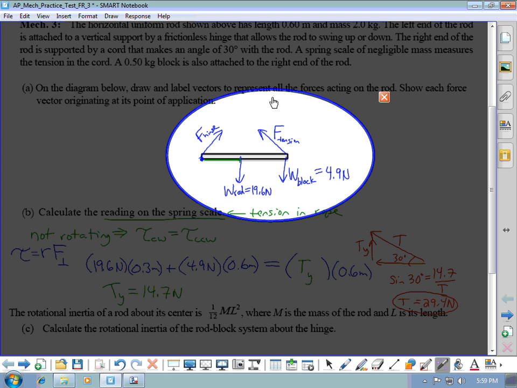And so you need to make sure that your vertical forces add up to equal 0. Also, your horizontal forces have to add up to equal 0 since it's not moving right or left at all. And so that's why the hinge has to be pushing to the right on the rod, because the tension in the cord pulls to the left on the rod. So those two have to cancel each other out.